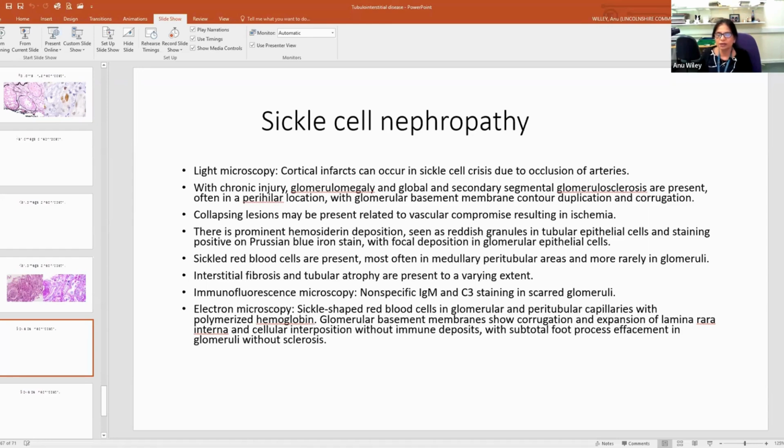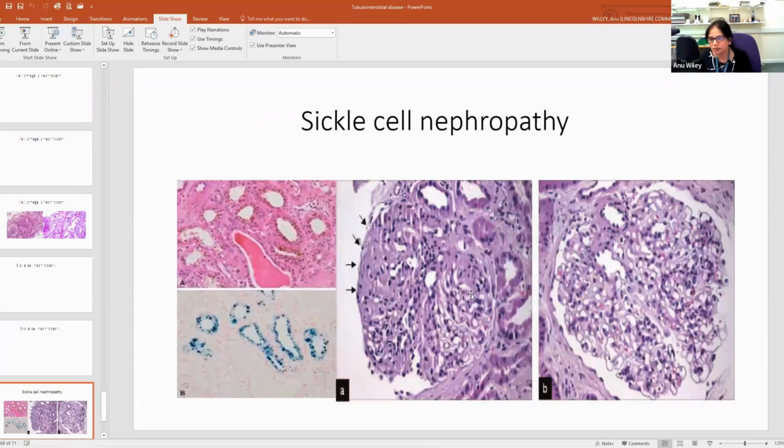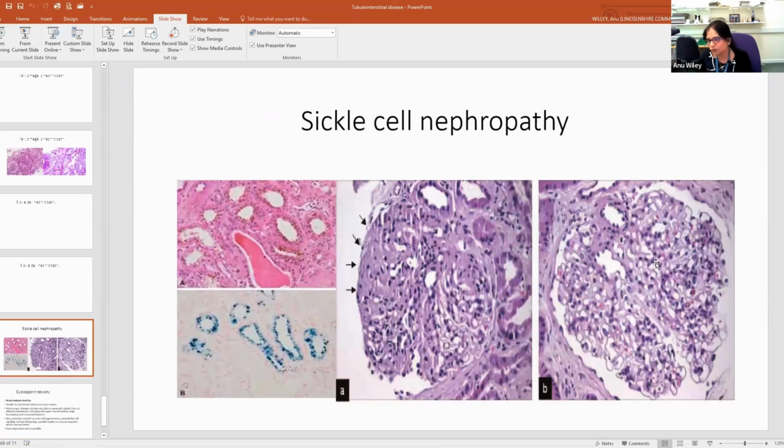EM is not contributory, and neither is immunofluorescence. So the only reason I put it here is that apart from the changes you see within the glomeruli, you can see a lot of changes within the tubular epithelial cells. So that's the picture you can see here. On this side, I have put a picture of a large glomerulus, and in this particular area you can see a segmental sclerotic lesion, like an FSGS type of lesion. And on this side, you can see an H&E where all the tubular epithelial cells are looking very brown. When you do a Prussian blue stain, they are full of hemosiderin.